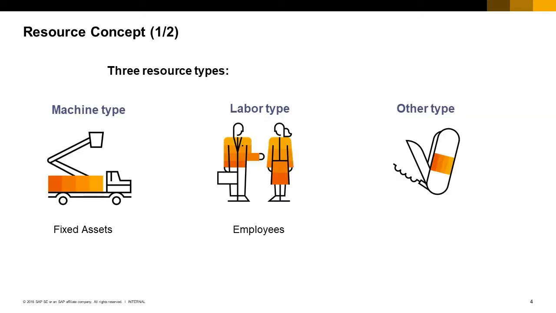The resource is defined as master data in the system. There are three types of resources. Machine type: this is a resource that can be linked to one or more fixed assets, taken from the fixed assets master data list. Labor type: this is a resource that can be linked to one or more employees, taken from the employees master data list. Other type: any other resource that is not a machine or labor.